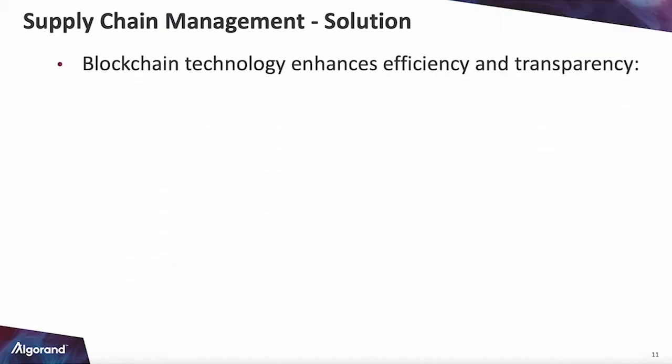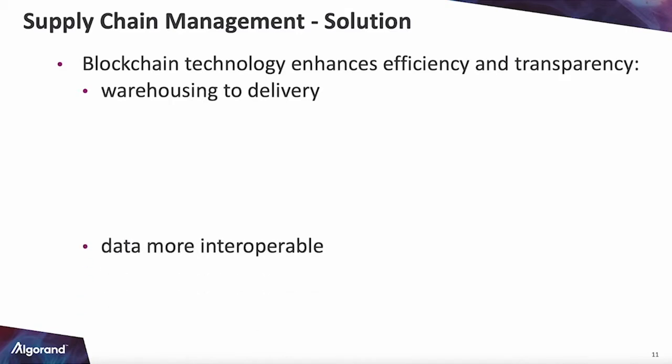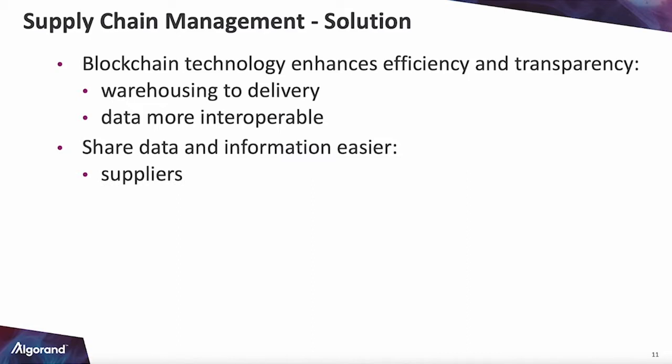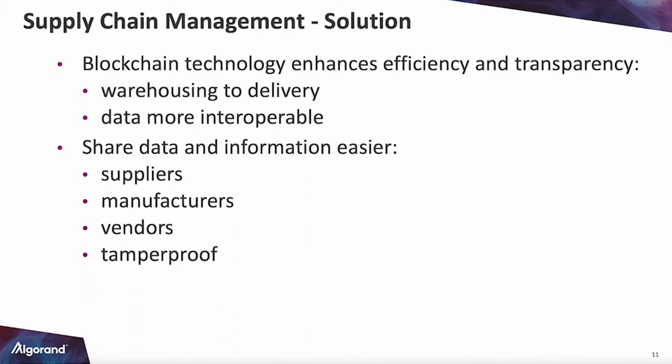So let's take a look at the solution. Blockchain technology enhances efficiency and transparency, all the way from warehousing to delivery and everywhere in between. Data is more interoperable as a result, and shared data and information is easier to share with suppliers, manufacturers, vendors, and it is tamper-proof as well. This establishes trust.